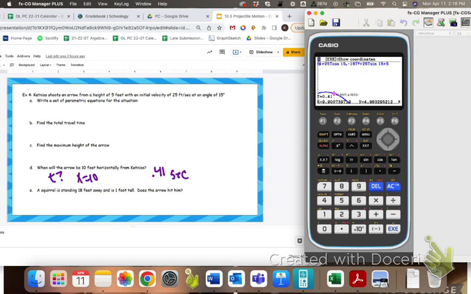Then the last one: a squirrel is standing 18 feet away and is 1 foot tall. Let's see if we are going to hit him. So let's keep scrolling, and let's see what happens as our x gets closer to 18.